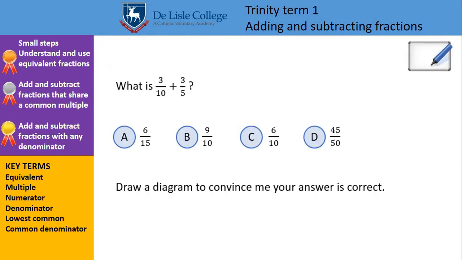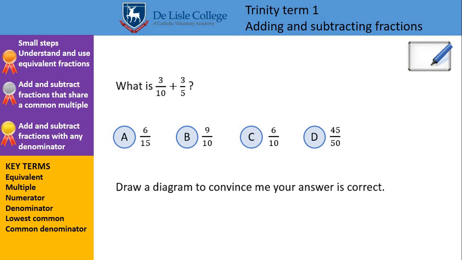Okay, moving on then. 3 over 10 plus 3 over 5. Now I like a question like this because there are 4 answers and there's a reason why we've put those 4 answers down. So I want you to work it out using that method and draw a diagram to convince me that that's correct as well.